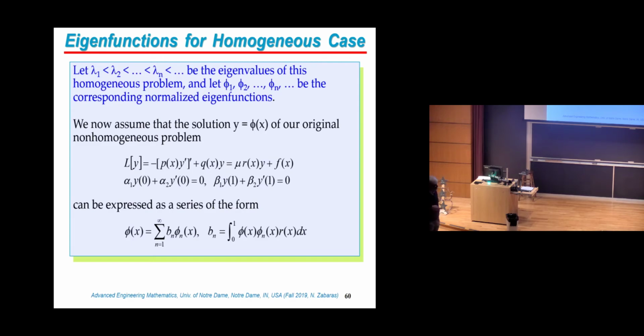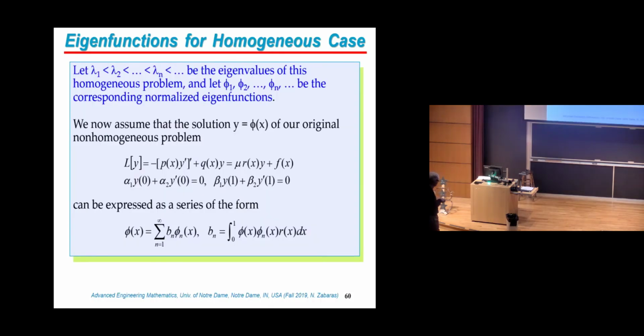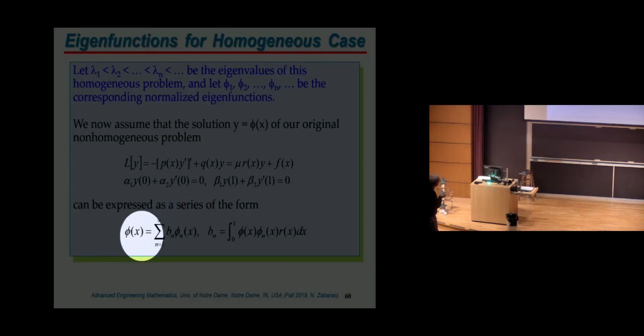But in general, even if none of those things is satisfied, you can write this expansion, and at least it will converge to some version of phi. Maybe the average of the values on the left and the right side, maybe it would be discontinuous at the ends. But you can expand the actual solution to the non-homogeneous problem in terms of the eigenfunctions of the homogeneous problem. And what are the coefficients?